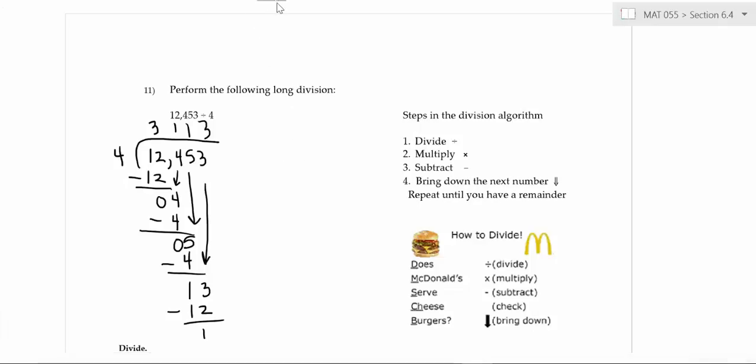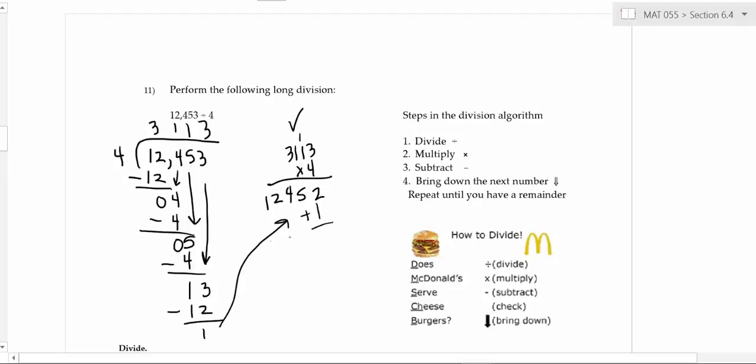A couple of things I want to remind you of is, first of all, how would you check to see if this answer is right? You do the answer times 4, right? And if you do that, that would be 12, like that. Then what do you do with the remainder? You add it on. Okay, so that would give 12,453. When we do algebra, you're going to do the same thing. You're going to check that way.